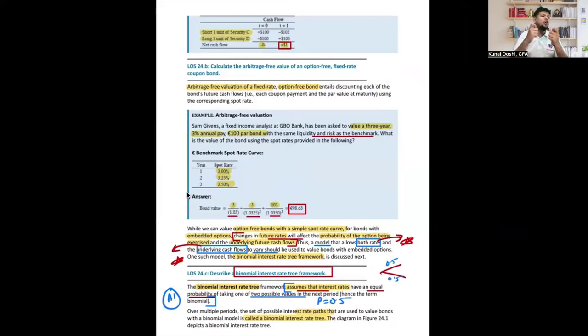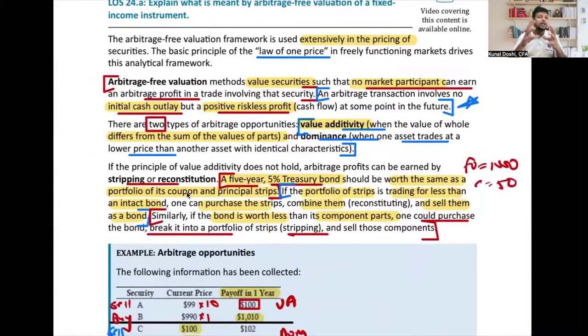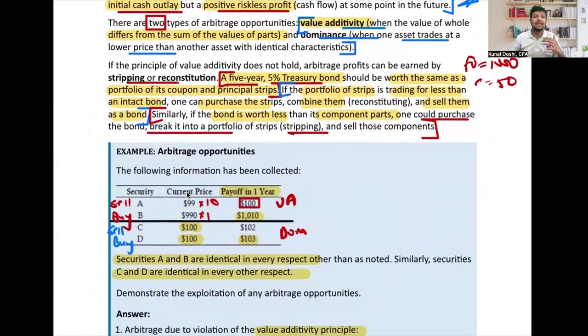At the beginning of the arbitrage valuation, we actually discussed two types of arbitrage opportunity. One was value additivity. What is value additivity? Value additivity is where the sum of the parts is compared to the whole. So multiple bonds are compared to a whole bond of similar, identical features, when I say reconstitution or stripping.